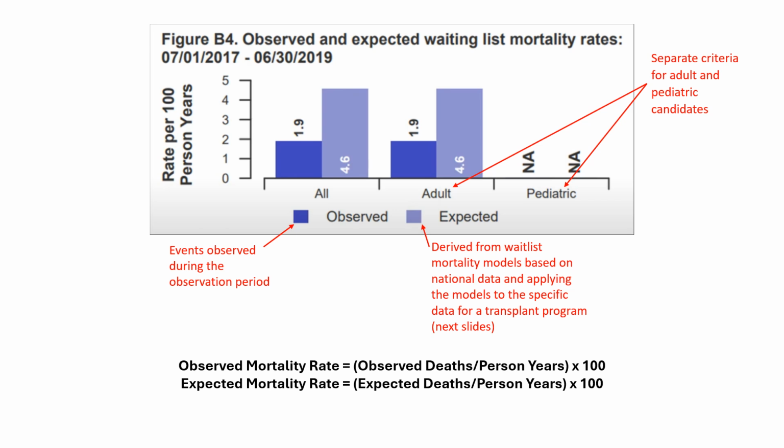Expected values are derived from waitlist mortality models based on national data and applying the models to the specific data for a transplant program. We will discuss this in subsequent slides. To calculate the observed mortality rate for a transplant program, the SRTR takes the observed deaths for the program divided by the person years and multiplies it by 100. To determine the expected mortality rate for the program, they take the expected deaths, which is derived from the waitlist mortality models, divide by the person years, and multiply by 100. It is important to note that the SRTR uses separate criteria for adult and pediatric candidates.